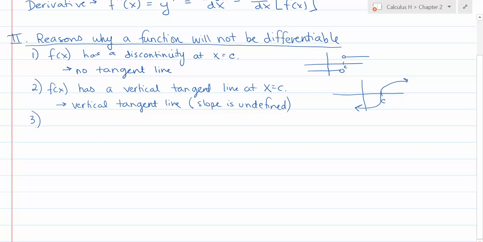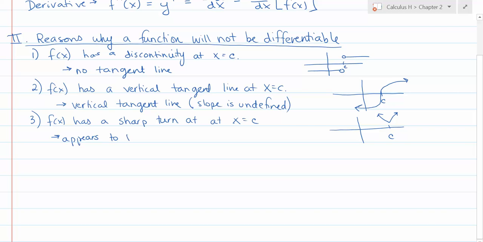The third reason could be that f of x has a sharp turn at x equals c. And if you think about that graph, that's oftentimes with absolute value, where you have different slopes from the left and right. So it appears to have two tangent lines.